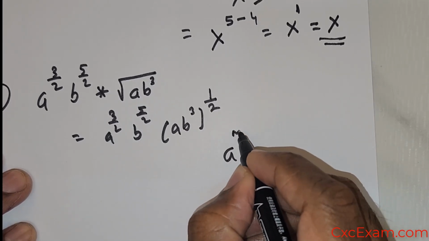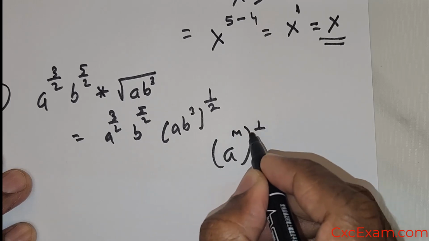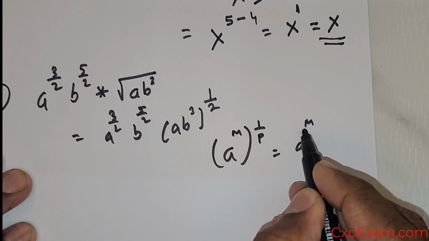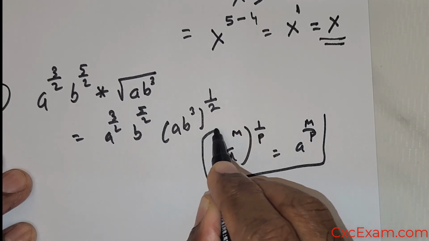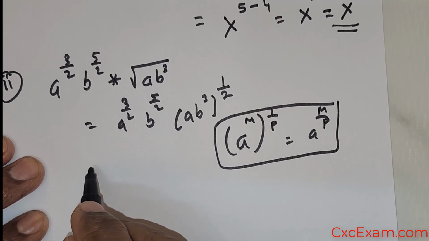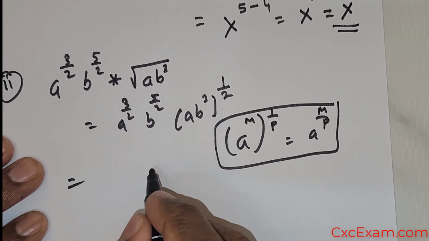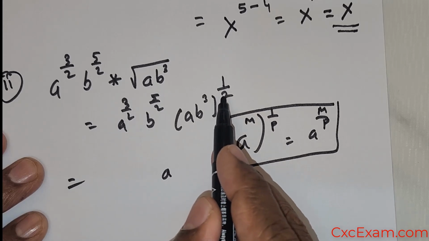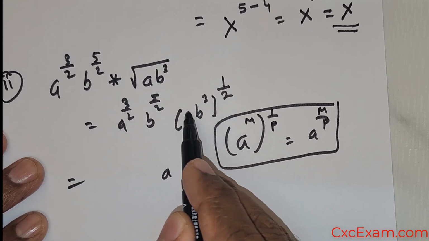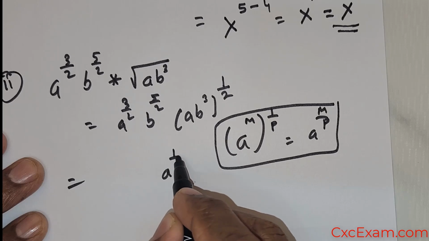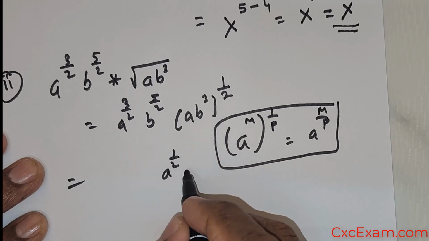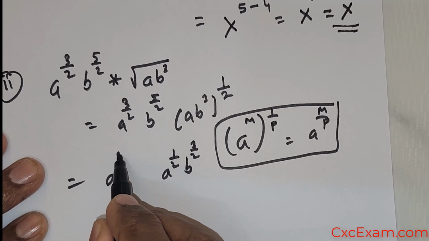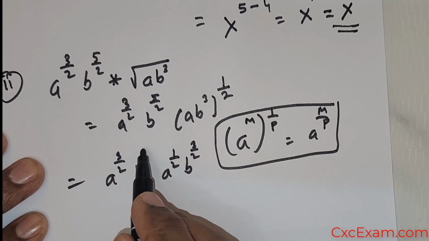Suppose you got a raised to the power of m, which is in turn raised to the power of 1 over p. I can rewrite this as a raised to the power of m over p. So using this law, this can be rewritten as a. Now this 1 over 2 is also hitting a, right? So this is going to be 1 over 2 there, and then b raised to the power of 3 over 2. And this is a raised to the power of 3 over 2 and b raised to the power of 5 over 2.